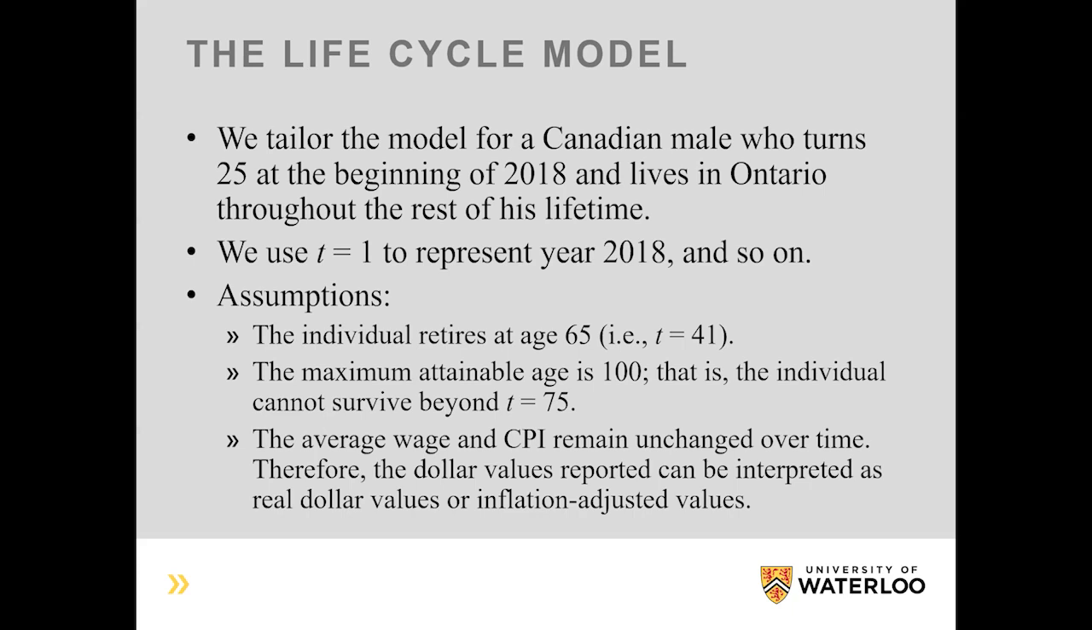Throughout the analysis, we are going to make some assumptions. First, we assume that the individual retires at age 65, i.e. at T=41. We assume that the maximum attainable age is 100, that is, the individual cannot survive beyond T=75. And finally, we assume that the average wage and CPI remain unchanged over time, and therefore the dollar values reported in this podcast can be interpreted as real dollar values or inflation-adjusted values.